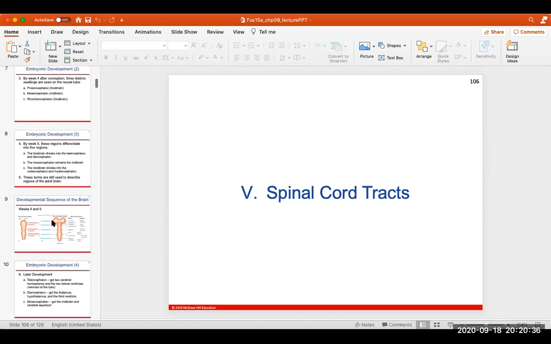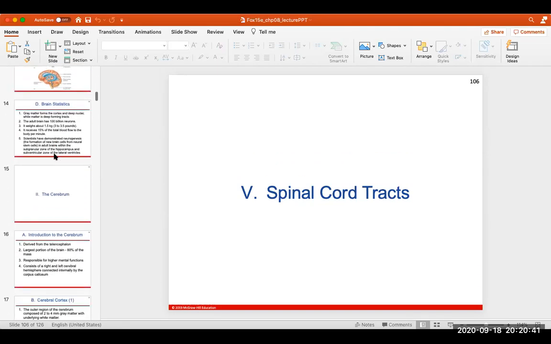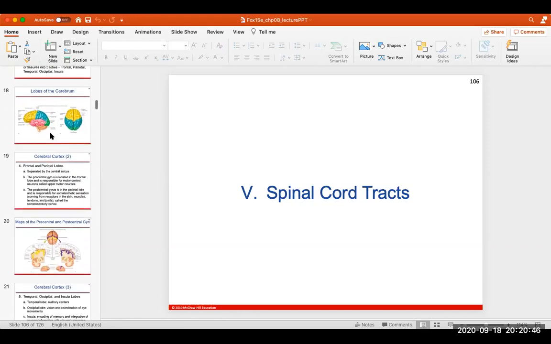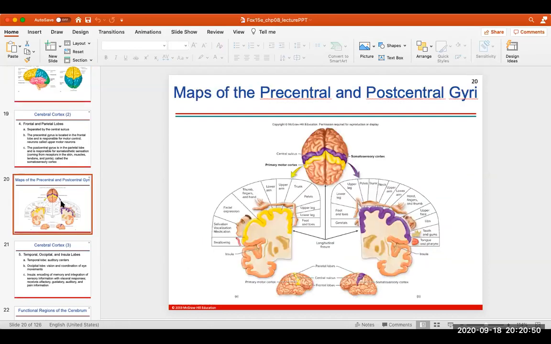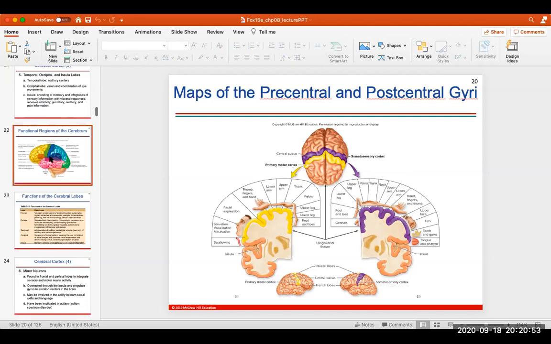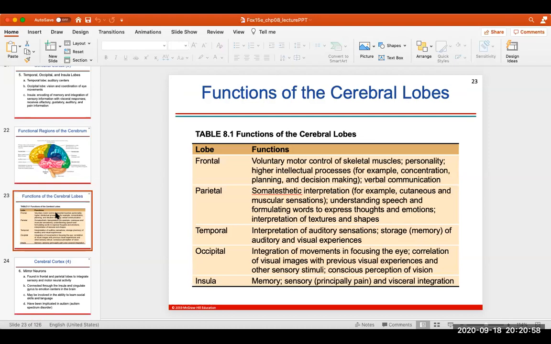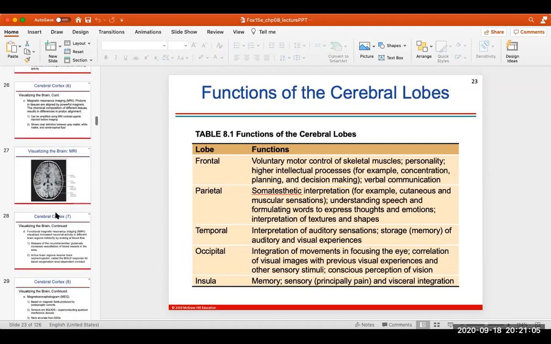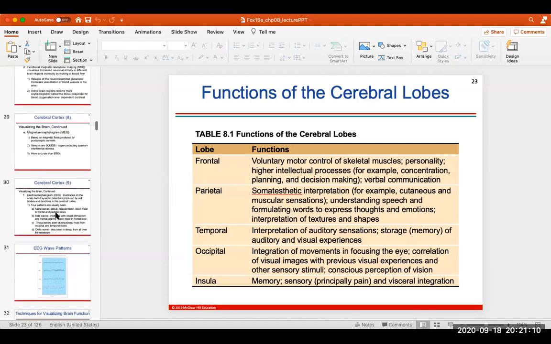I won't ask you many questions on the embryonic development of the brain, so you can set that aside. But for any anatomical structures of the brain, you should be familiar with the lobes of the brain and what occurs in each lobe, the precentral and postcentral gyrus, and the functional regions of the cerebrum. This slide will help you lay out all the functions of the different lobes of the brain. So you should generally know the anatomy of the brain and what each structure does.